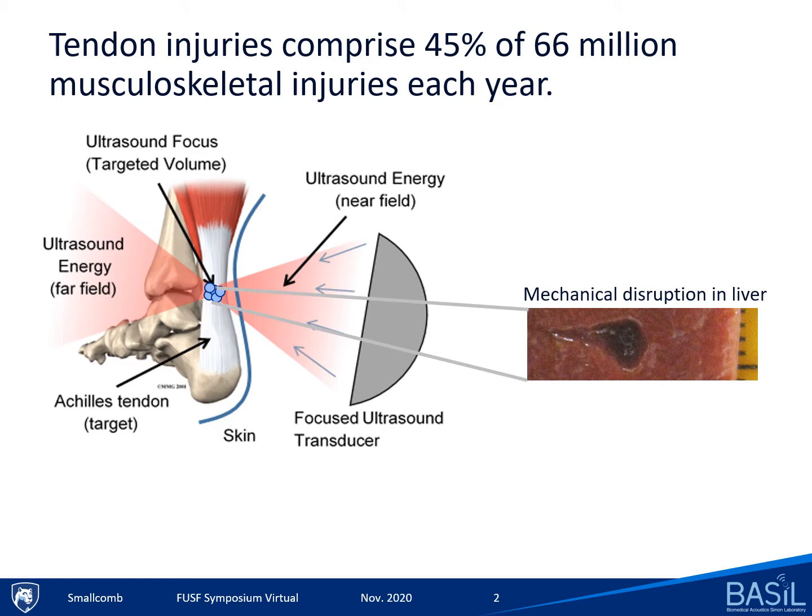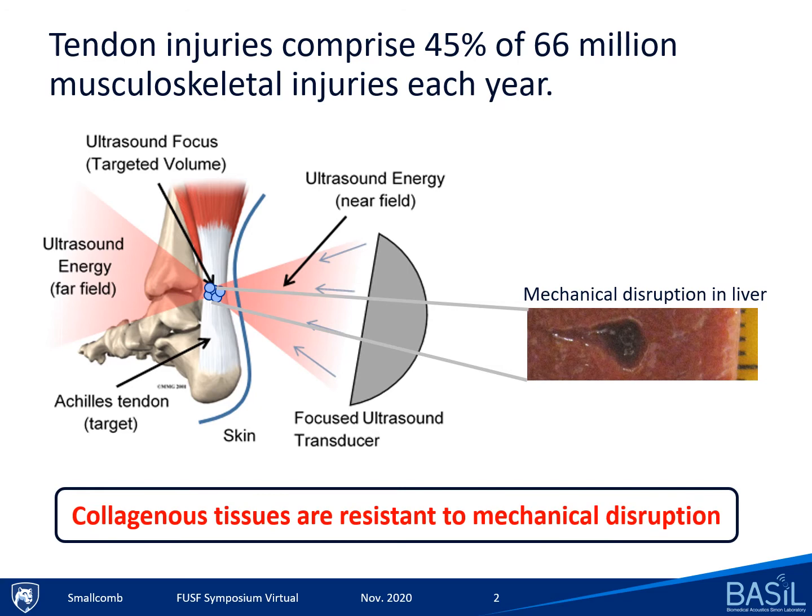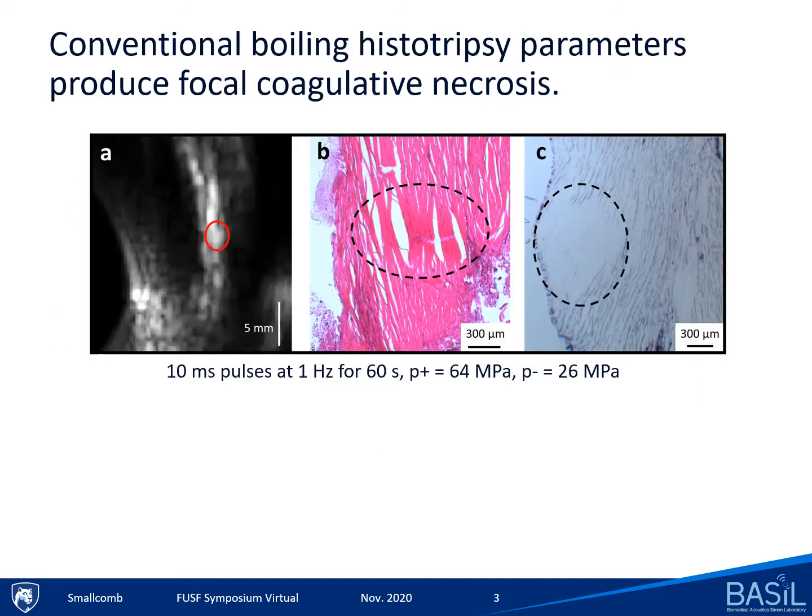Where my research comes into play is that collagenous tissues like tendon have been resistant to this type of focused ultrasound disruption. In preliminary data, we applied conventional Boiling-Kostrupski parameters to ex vivo rat tendons, but that produced focal coagulative necrosis. So that would be more in the thermal mechanism realm than the anticipated mechanical disruption.